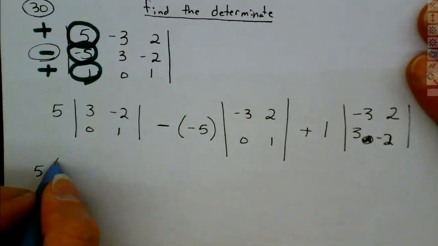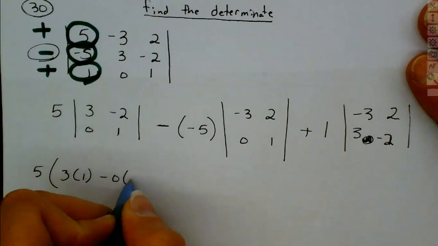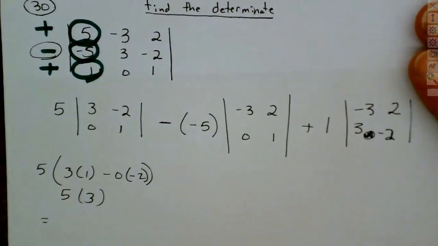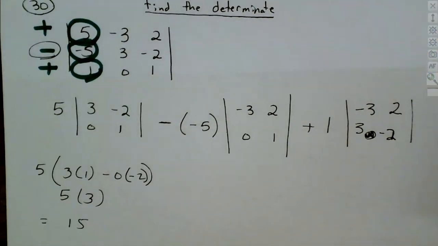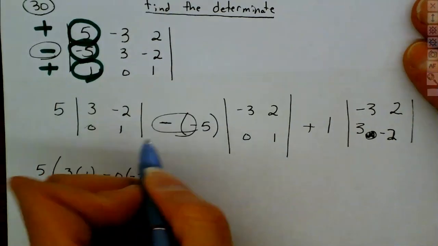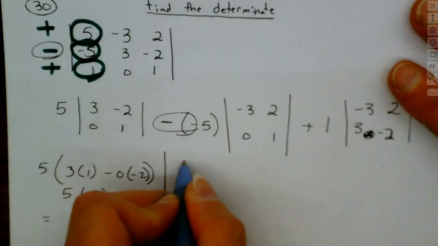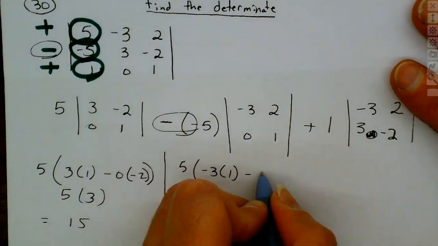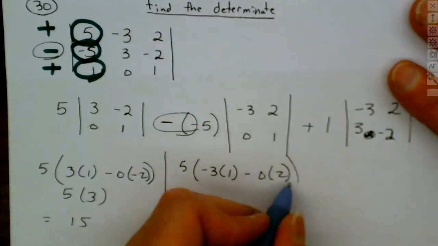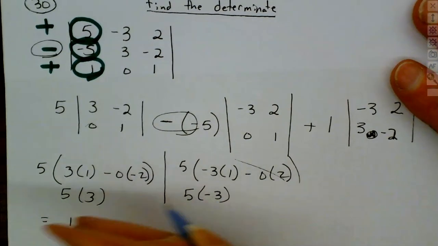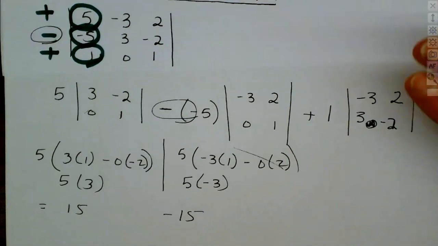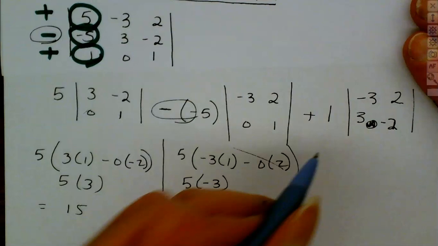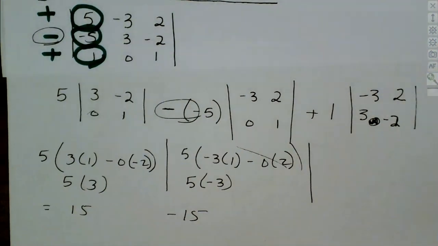We've got 5, and that's going to be 3 times 1 minus 0 times a minus 2. Well, 3 times 1 is 3. Zero's gone. So that one comes out to be 15, isn't it? Next one, double negative makes it positive 5. And we've got that 0 again. So that's going to be a minus 3 times 1 minus 0 times 2. That piece is gone. So that's 5 times a negative 3, and that is a negative 15, isn't it? Once you get the hang of these, they go a lot faster. It doesn't take that long, and if you do enough of them, you can almost do it mentally in your mind.